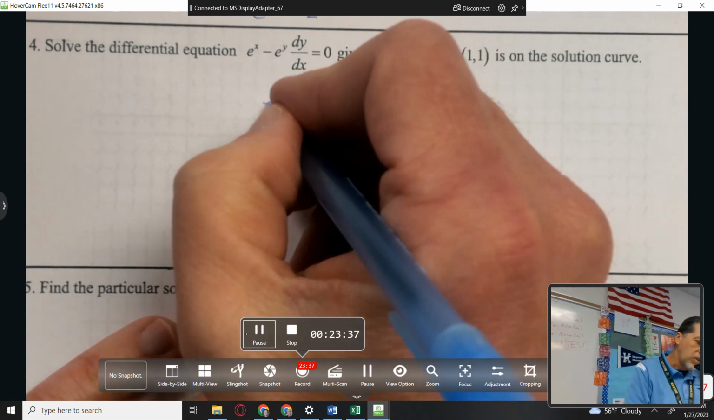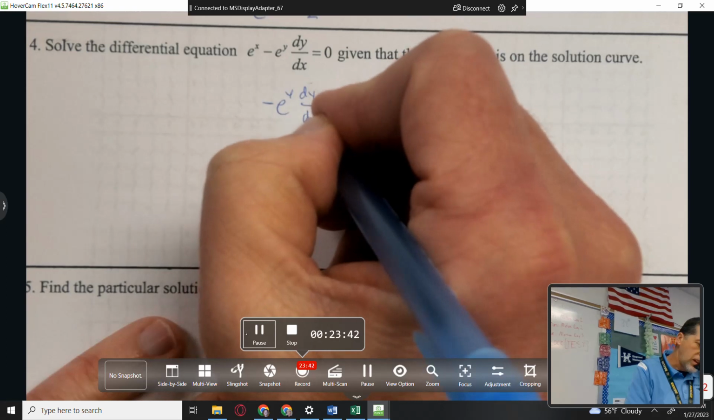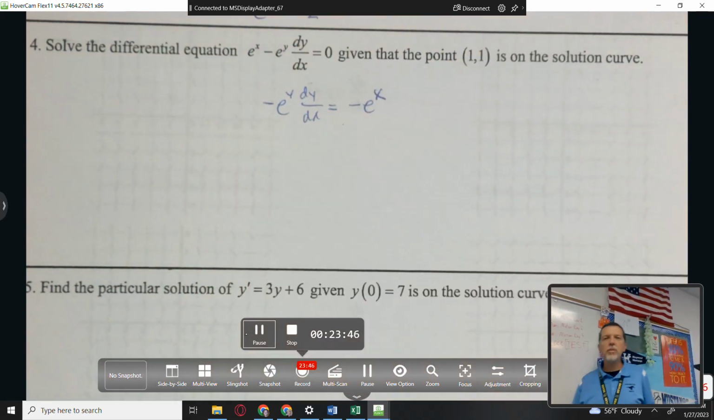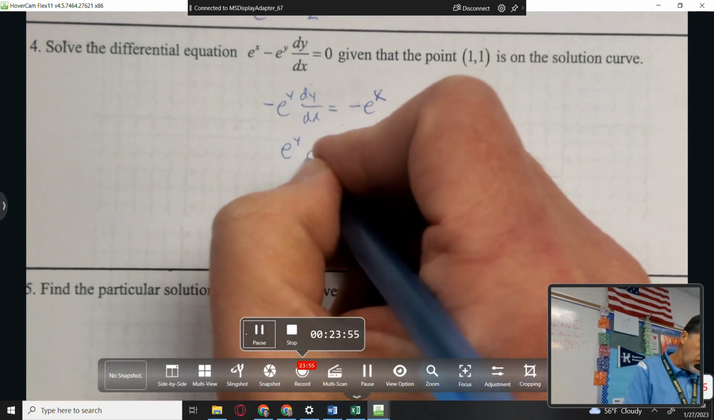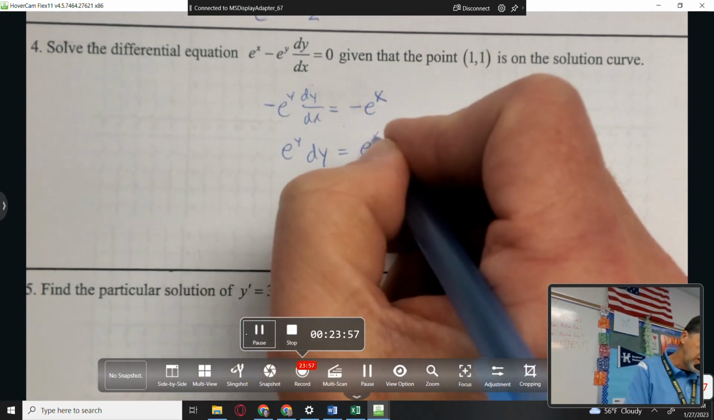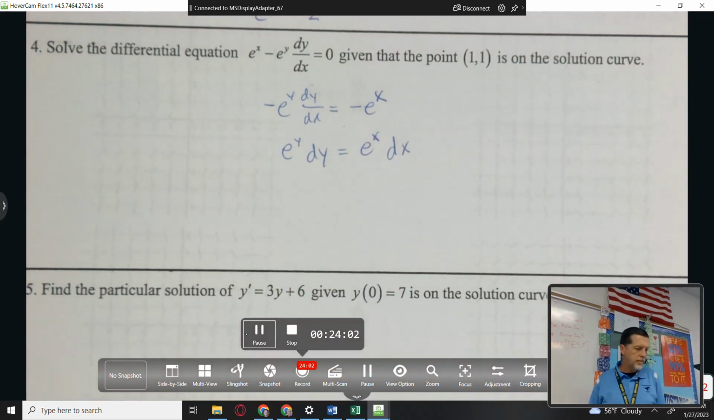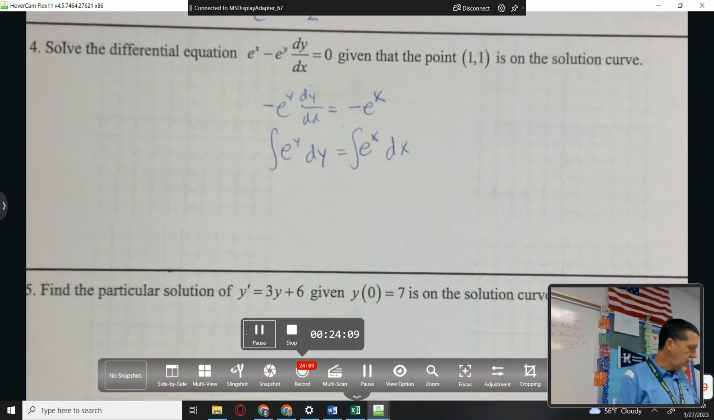I solved it left to right as it is right now, and then I just swapped around the sides because it made me feel better to have y equals x. So I would move the e to the x over. They're both negative, so you can cancel those out. So e to the y dy equals e to the x dx. Now they're separated. Separate, then integrate.